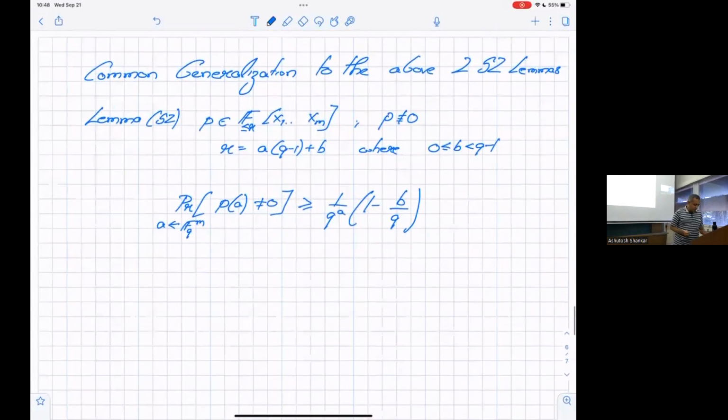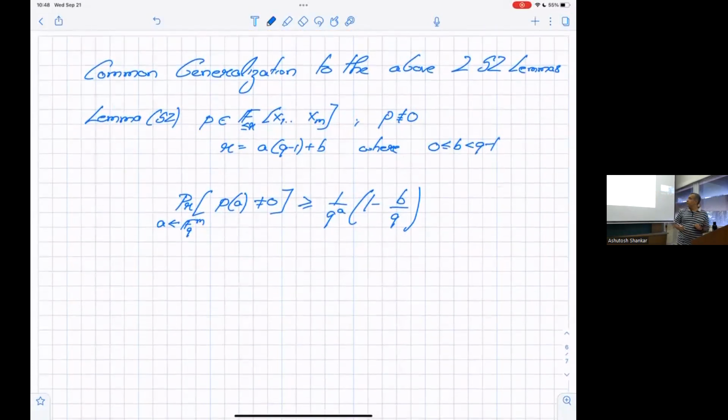One way to do this: I want to say it's going to be 0 for all choices of xi. I can't do that, because then xi^q minus xi would have to be a factor of this. Not a factor, but the degree of this will be at least q, and I'm not allowing degree all the way up to q.